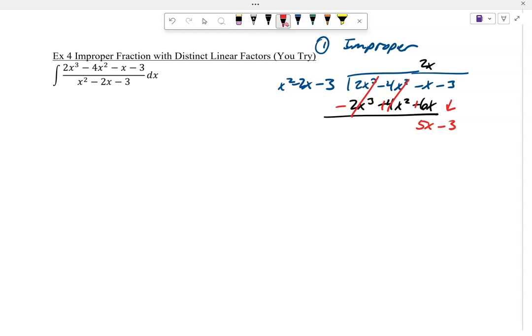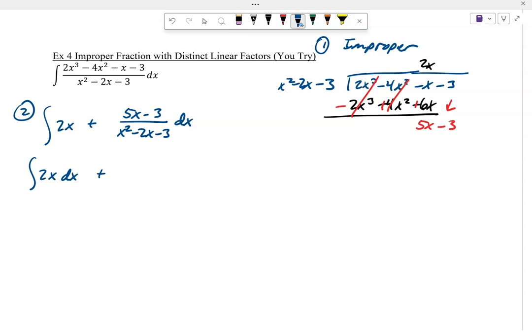So I can rewrite this now as, step 2, quotient plus remainder over divisor. Okay. And so at this point, the 2x is not an issue. Let me split this up. This is not an issue, but this is still: 5x minus 3 over x squared minus 2x minus 3.